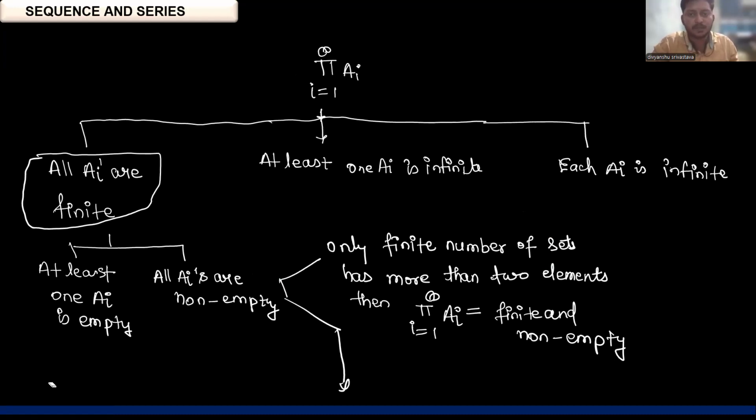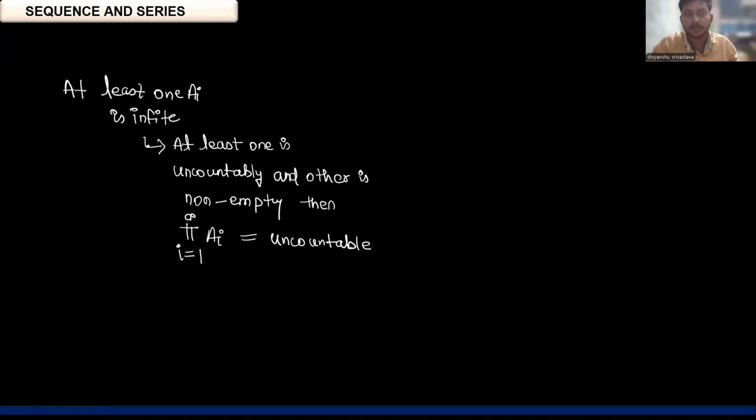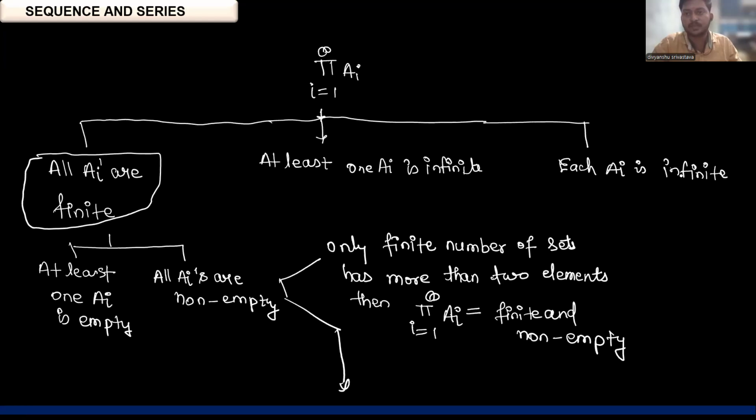at least one A_i is infinite. Then only infinitely many sets are countably infinite and the others are finite sets, and their product is countably infinite. Second thing is, in this case, if at least one is uncountable and the others are non-empty, then the Cartesian product of all sets is uncountable. Okay, so these are the basic observations, and each A_i infinite is the last one.